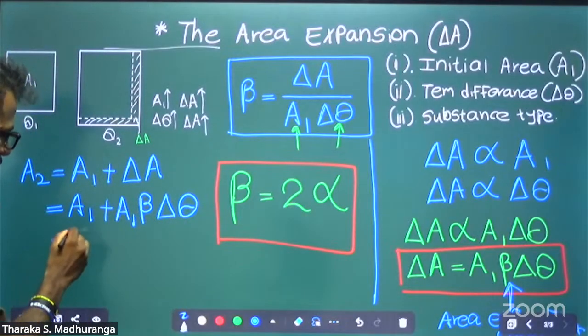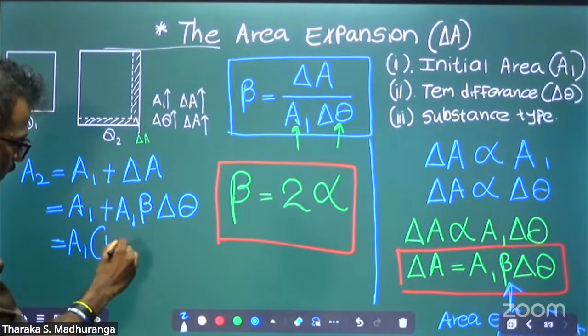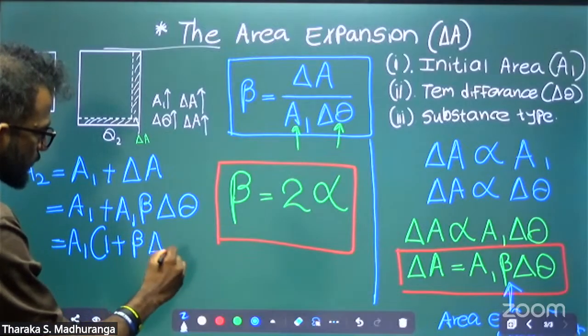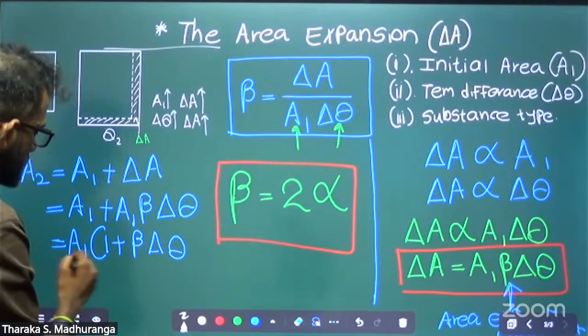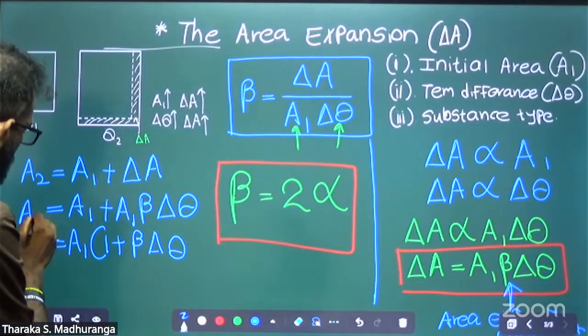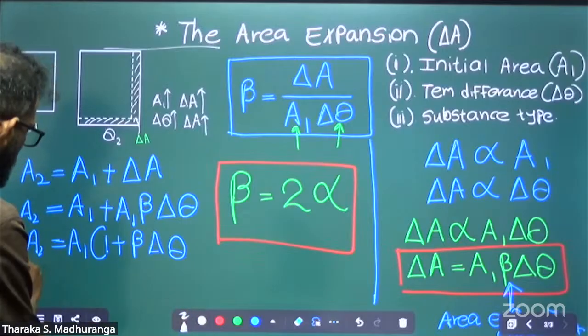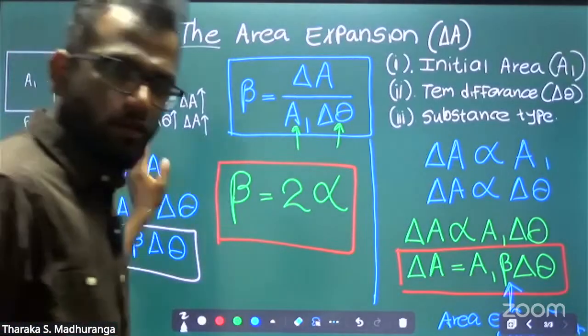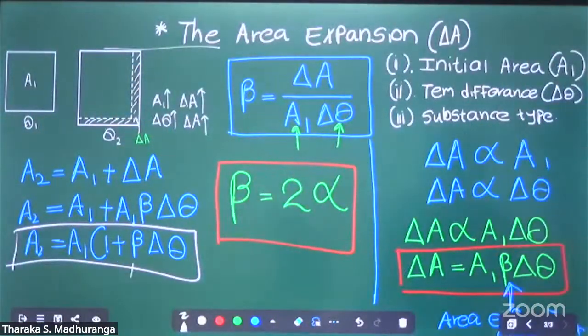Now A1 we can take out: A1 times 1 plus beta delta theta. This is A2. Now you have another equation for the A2. Okay, note that down, that's all you have in the area expansion.